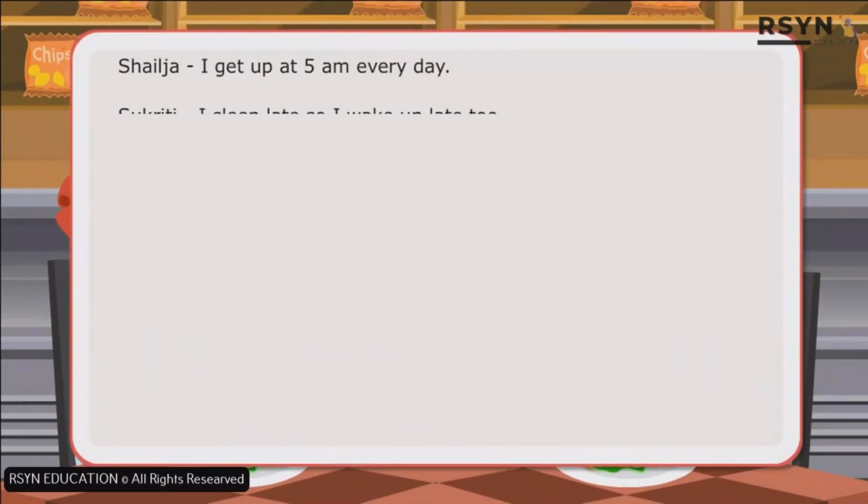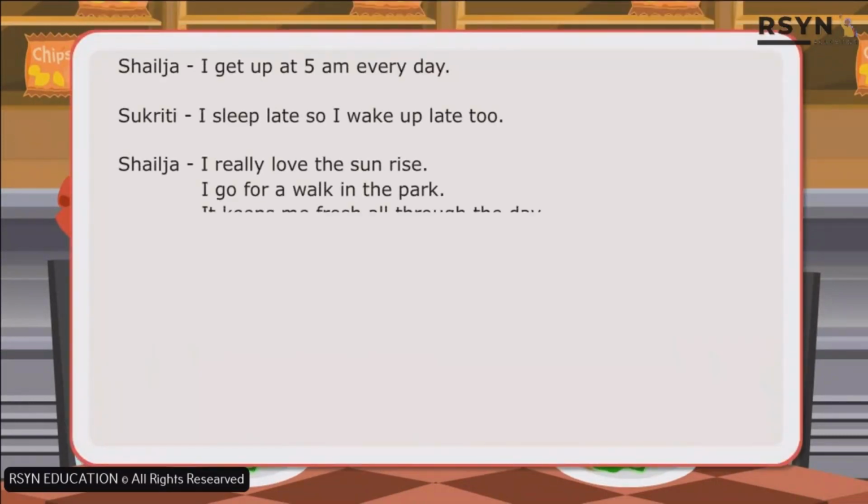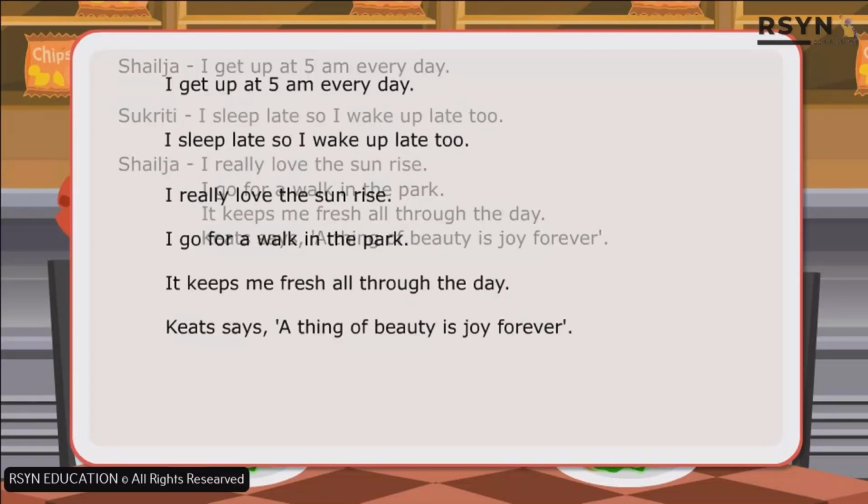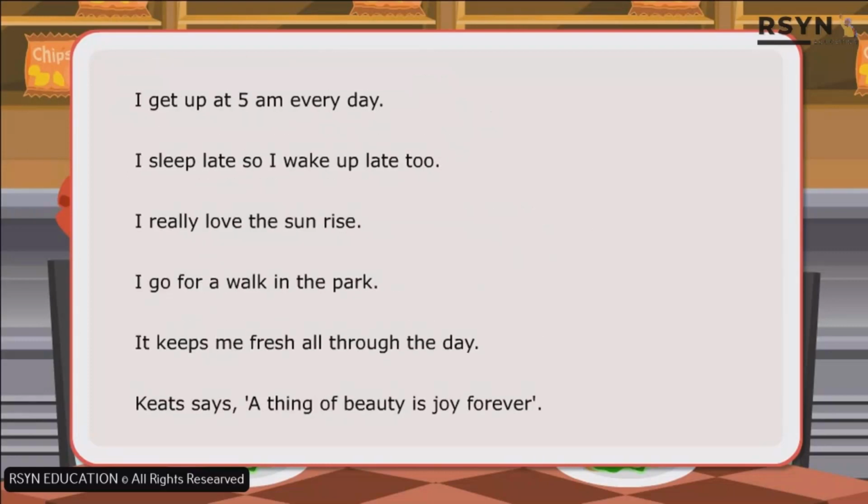In the dialogues, the girls have used simple present tense to describe a habit, what generally happens, and to introduce a quotation. Here are examples of sentences with verbs in simple present tense.